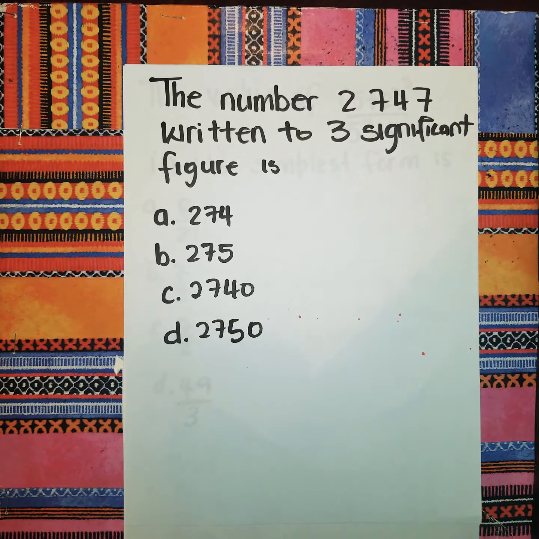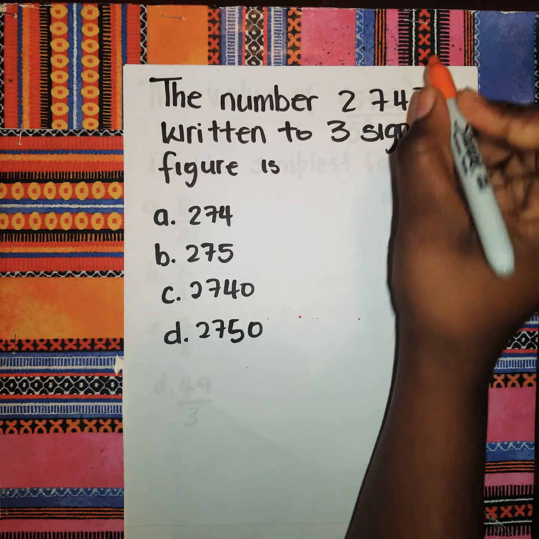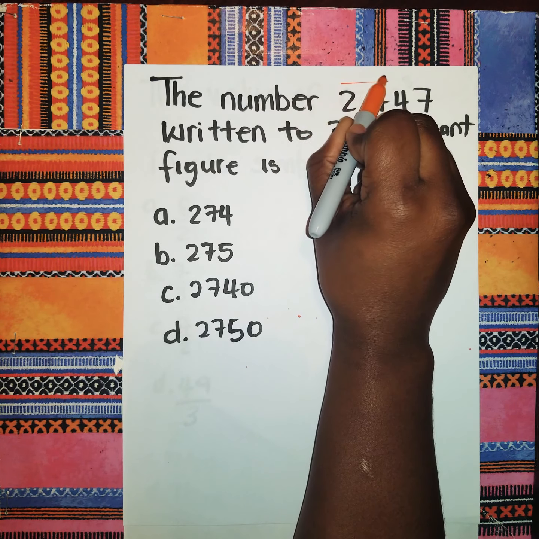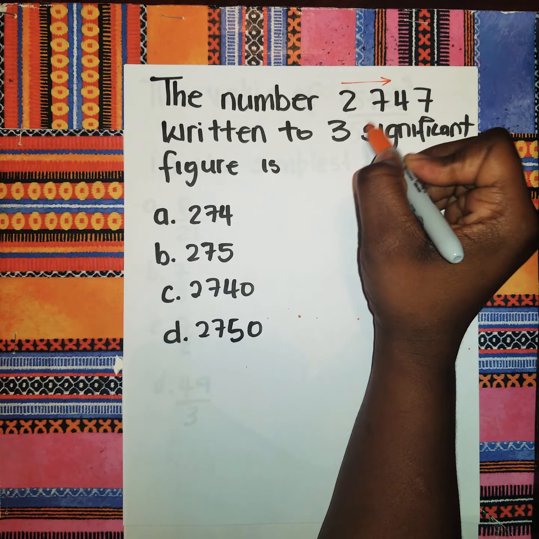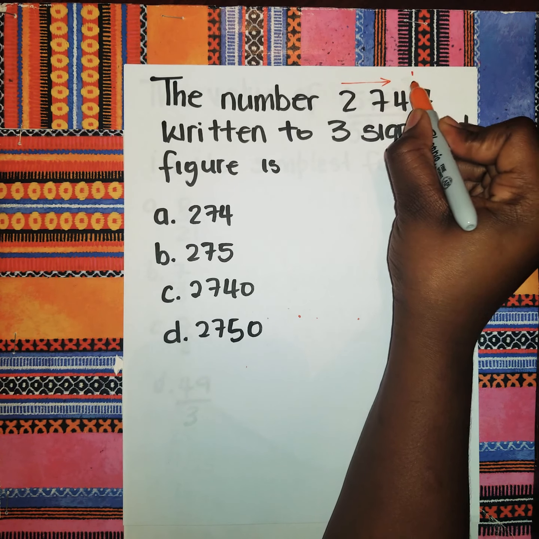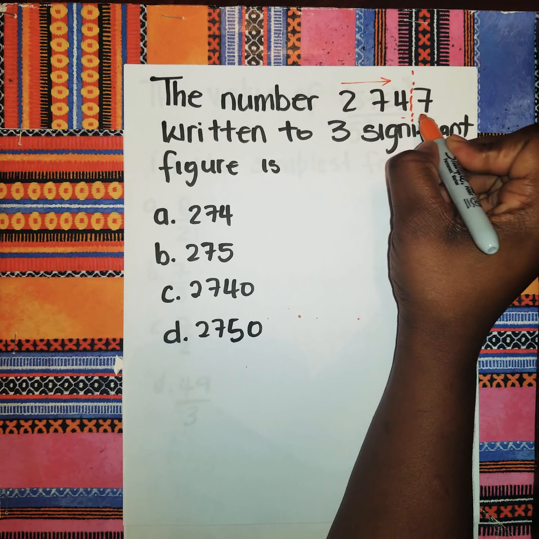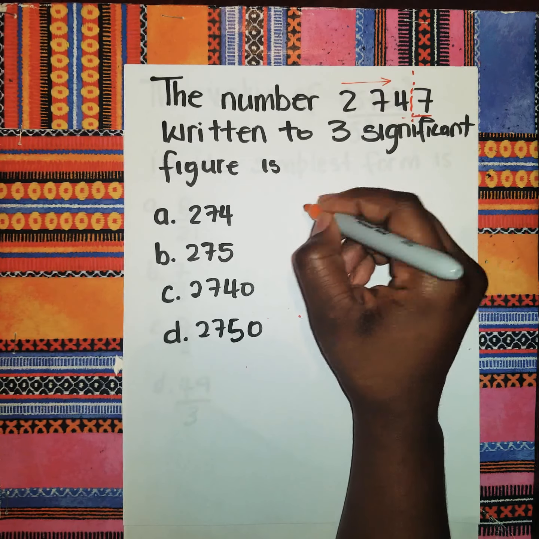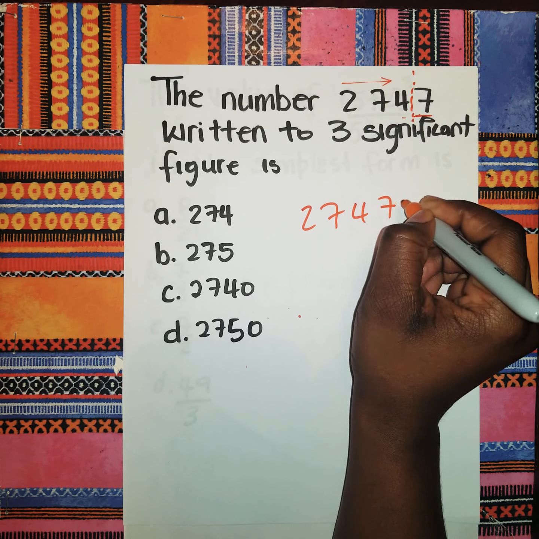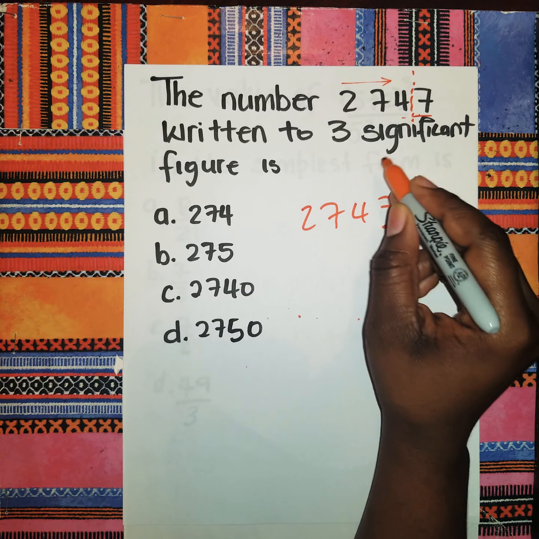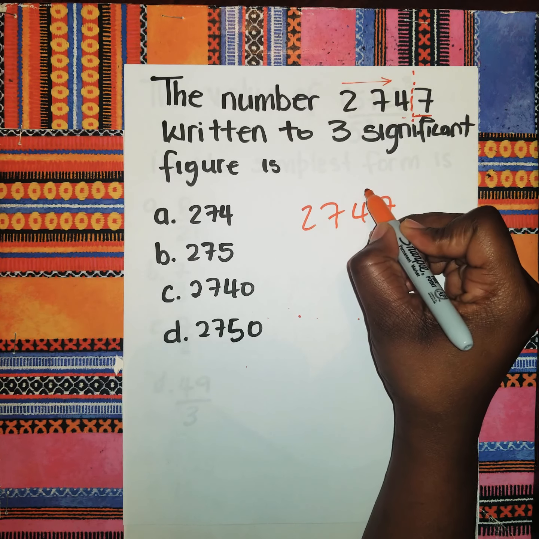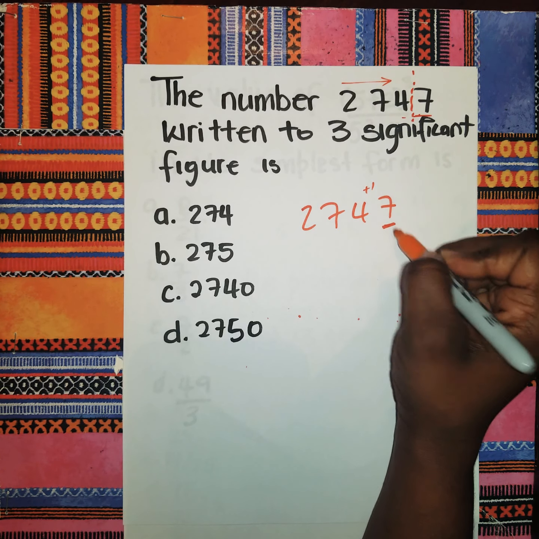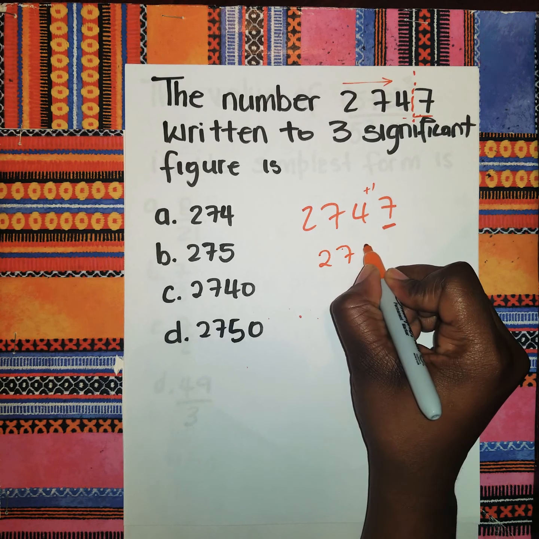All right, so it says 3 sig fig. So what you do, you count from the front to the back, not the opposite way. So what you do is identify where the 3 would stop, which is between 4 and 7. Let me write it down. So 2747. If the 4th digit, which is the 7 here, is 5 or more, you add 1. So it's like rounding up. So you add 1 to the 4. All right, then you drop this. So it's going to be 275.